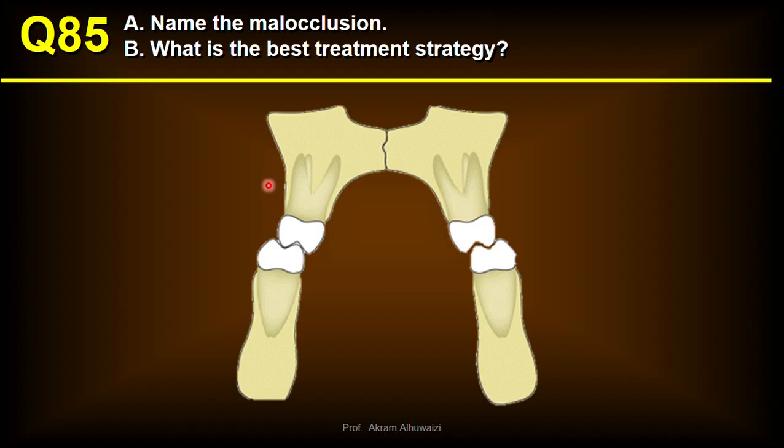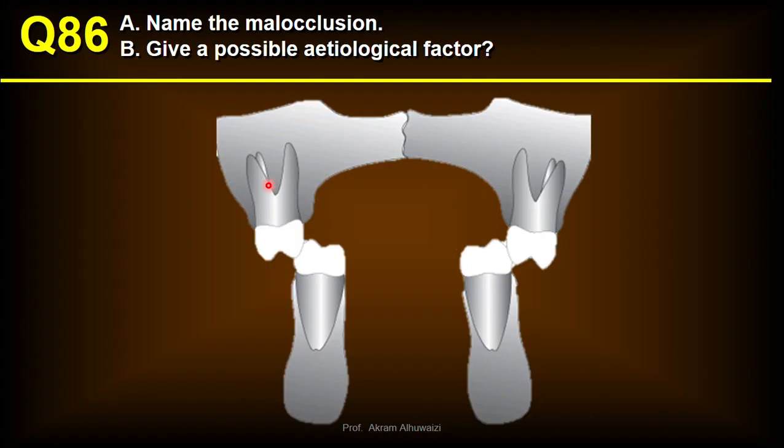Name the malocclusion. It's bilateral posterior crossbite. What's the best treatment strategy for this condition? It's to leave it alone and not to expand it, because it will not be stable. Name the malocclusion. It's scissor bite. Give a possible etiological factor. It has to be genetically, the mandible is very small, and that's why you get the scissor bite.